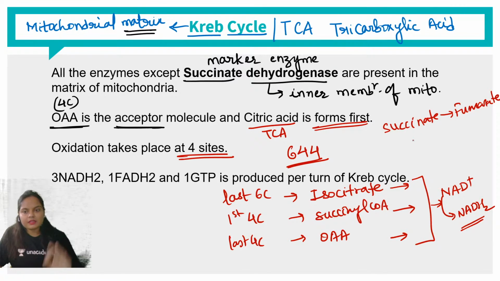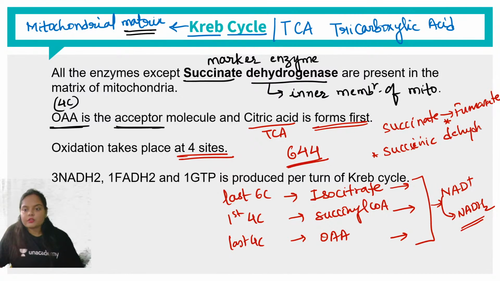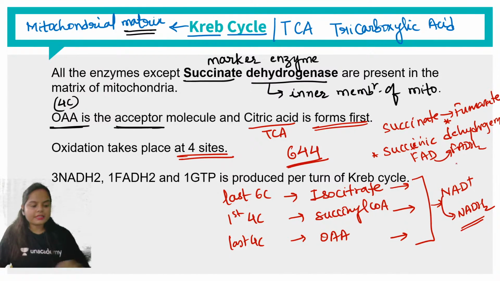You need to remember this reaction, and this reaction is catalyzed by the enzyme succinic dehydrogenase, which is not present in the mitochondrial matrix. Okay, so this is succinic dehydrogenase, and it has the FAD molecule as electron hydrogen acceptor. Okay, so these are the 4 sites of oxidation. I hope now your problem is solved.